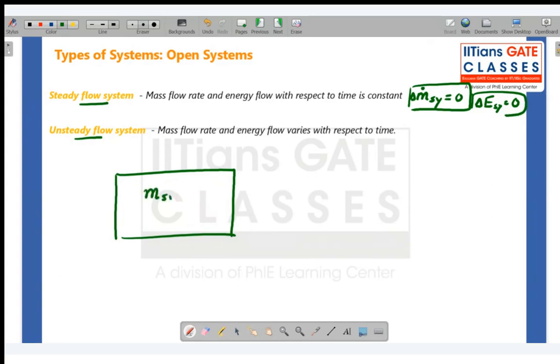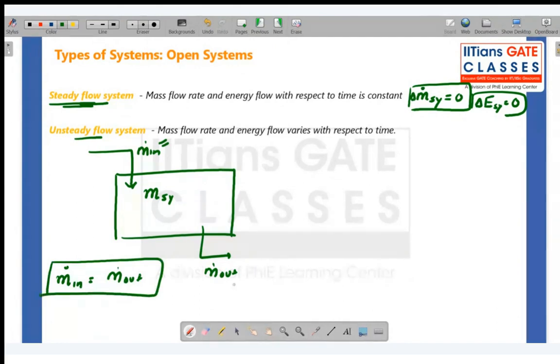So what does it mean? For example, there is a mass of system, and mass is coming in and mass is going out. Now in a steady flow system, the mass in will be equal to the mass out. It is a compulsory condition for steady flow. And if you take an entire reciprocating engine, it is an open system, because air comes in, fuel comes in, the mixture comes in. They are all open systems. So for steady flow systems, it is a necessary condition that mass in is equal to mass out.